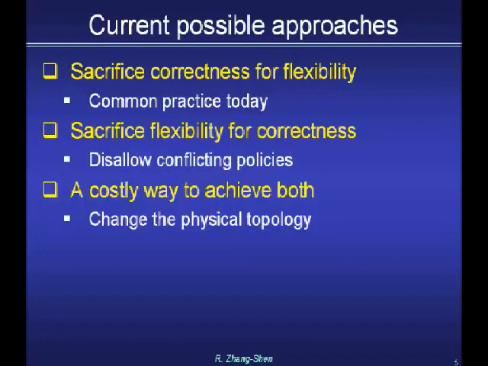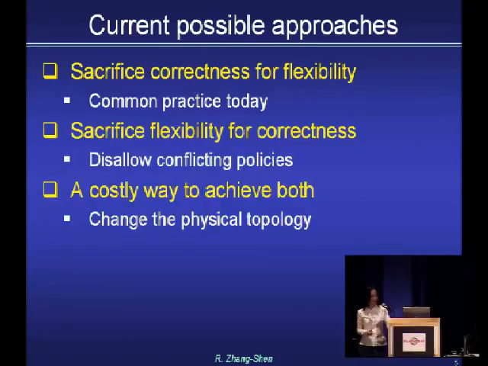And the second way is you can sacrifice flexibility for correctness. You can identify which policies cause trouble and disable them. It's probably not an attractive solution to almost everybody today. And the third possibility is actually there's a way to achieve both, but it's expensive. You need to have more routers than you have today. And I will explain these in detail.